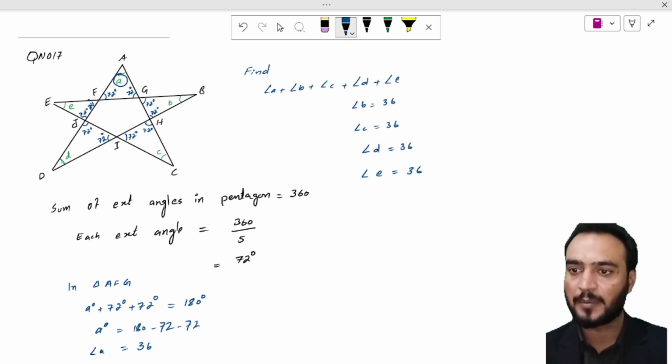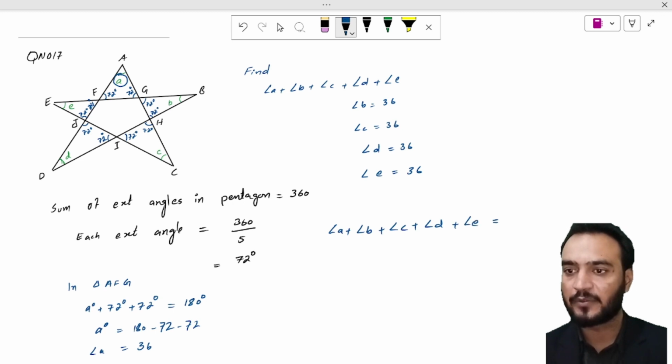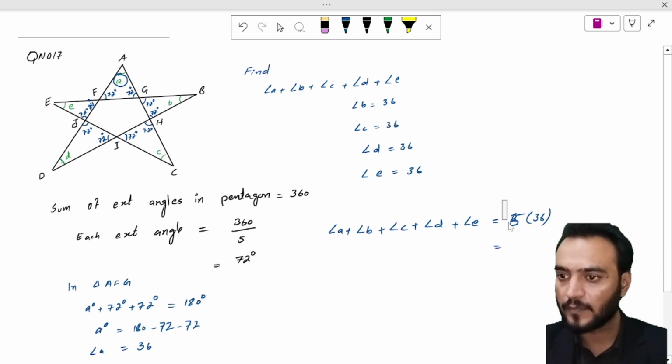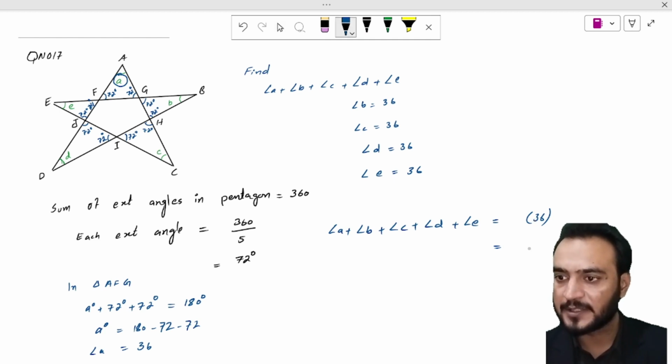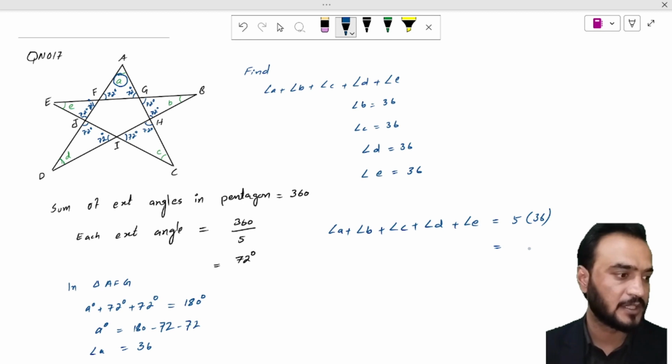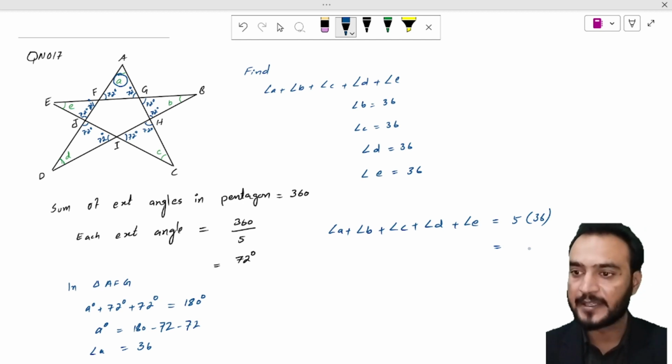Now let us find the sum of these angles. Angle A plus angle B plus angle C plus angle D plus angle E is equal to, these are five equal angles, 1, 2, 3, 4, and 5, so let us multiply 5 times 36. Multiplying 36 by 5, we get the answer, which is equal to 180 degrees.